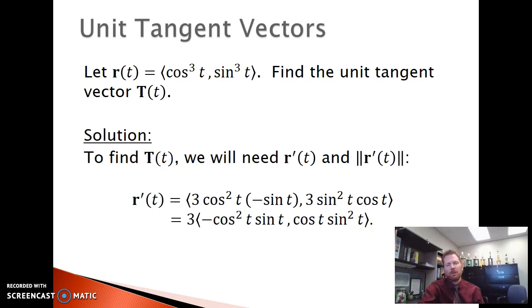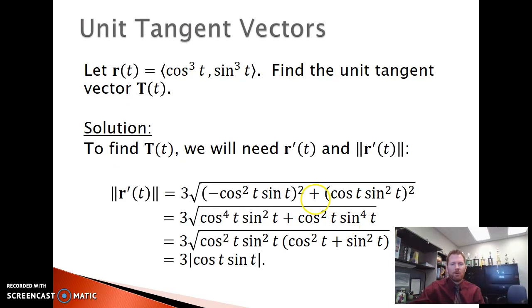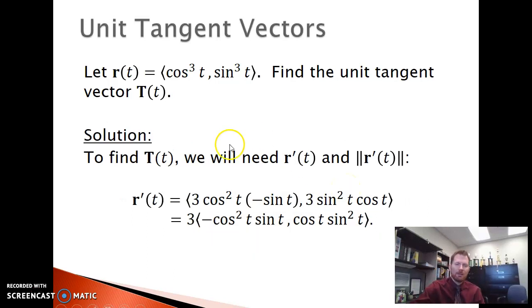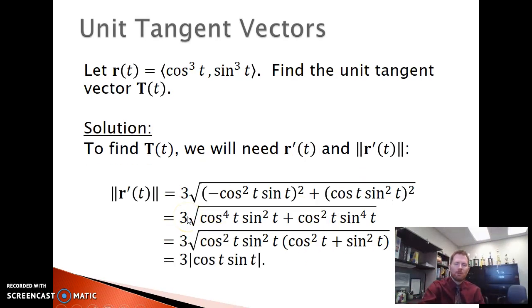Now we need to find the magnitude of r prime of t. With magnitude, remember, we just need to take the square root of the sum of the individual components squared. And if we have a constant outside, as we do in this case, we can simply find the magnitude of the vector and multiply it by that constant, which is why we have here 3 times the square root of the first component squared plus the second component squared. Some really nice things happen for this particular vector-valued function when we carry out the algebra.